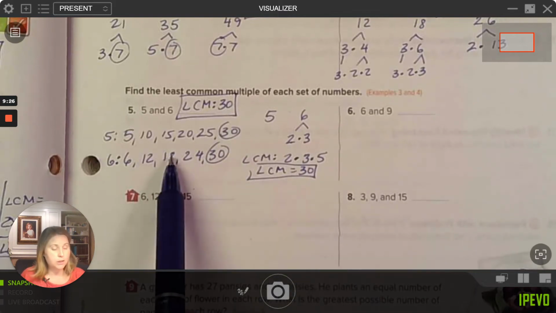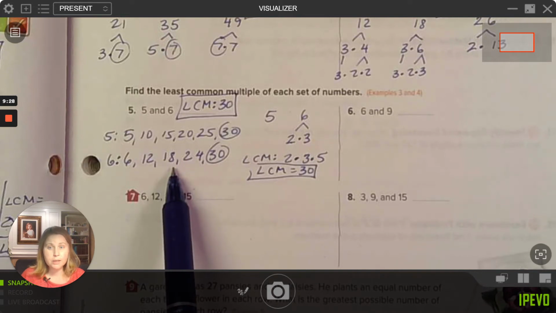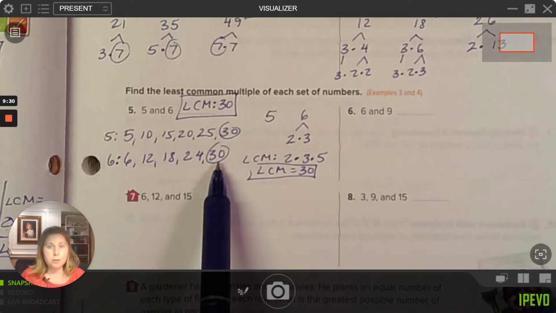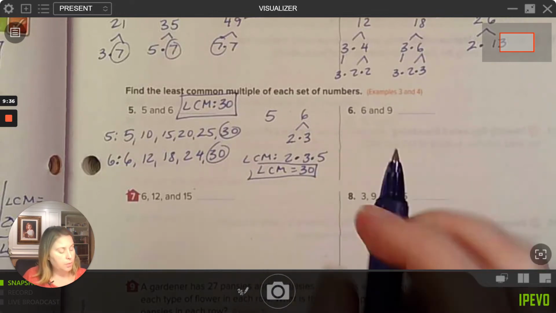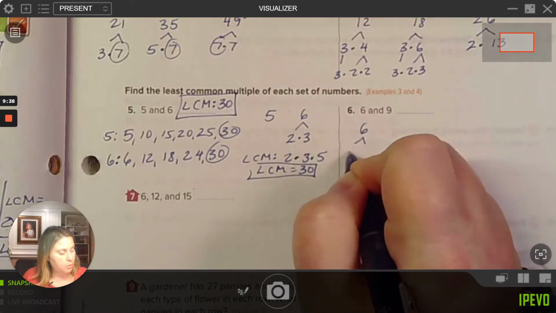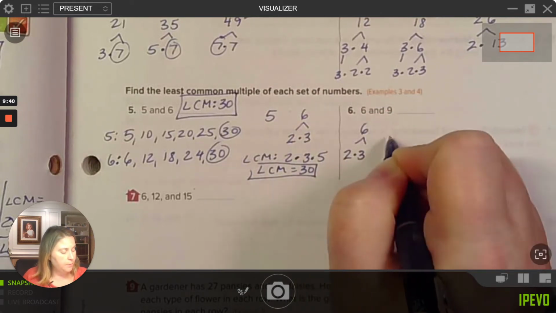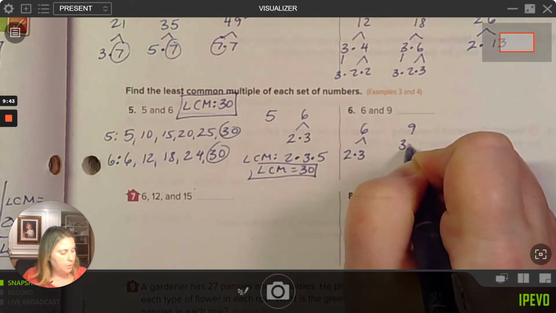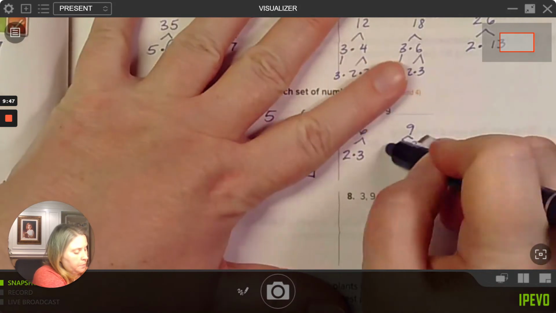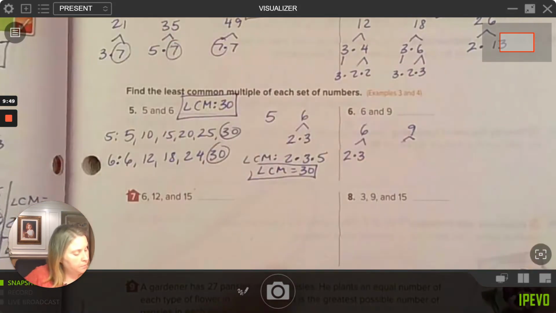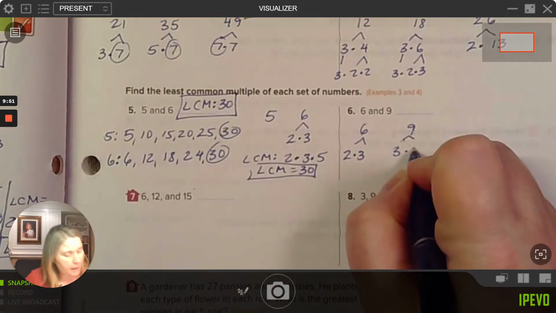So make a list strategy, list the multiples until you see the least common multiple, and then use the prime factor trees. Okay, so let's go ahead with 6 and 9. Let's use our prime factor trees. 6 can be broken down into 2 times 3, and 9 can be broken down into 3 times 3. I'm going to make that a little neater.